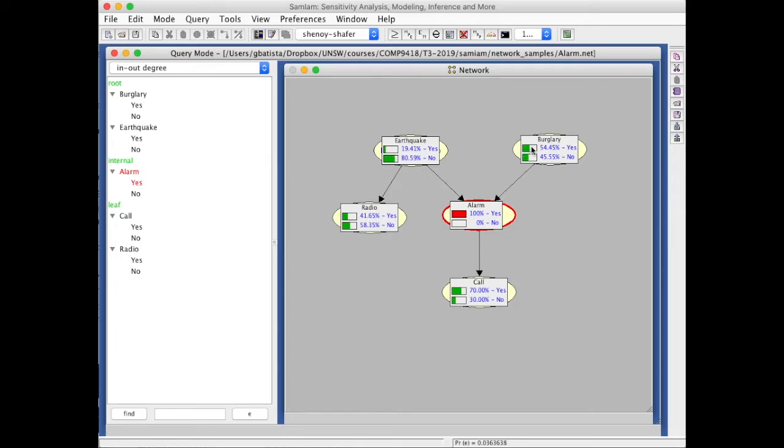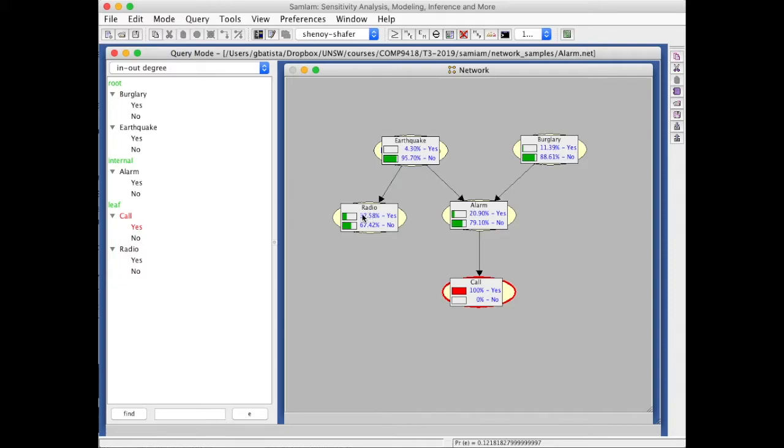The same thing happens here. If we observe a burglary, the earthquake comes down to 1.01%, that's almost the prior that was 1%. Finally, we can observe call, for instance, and that changes everything. It's going to change alarm, earthquake, burglary, and also radio. But it also activates this structure here.